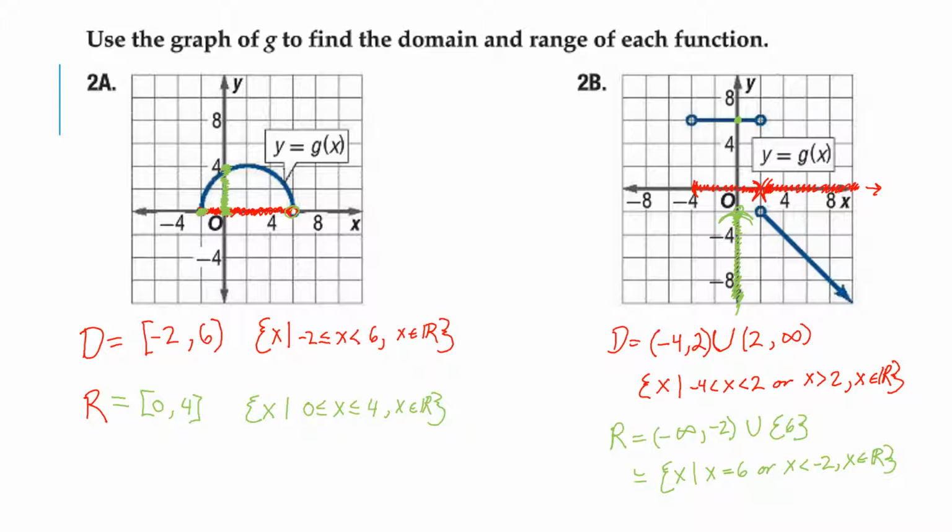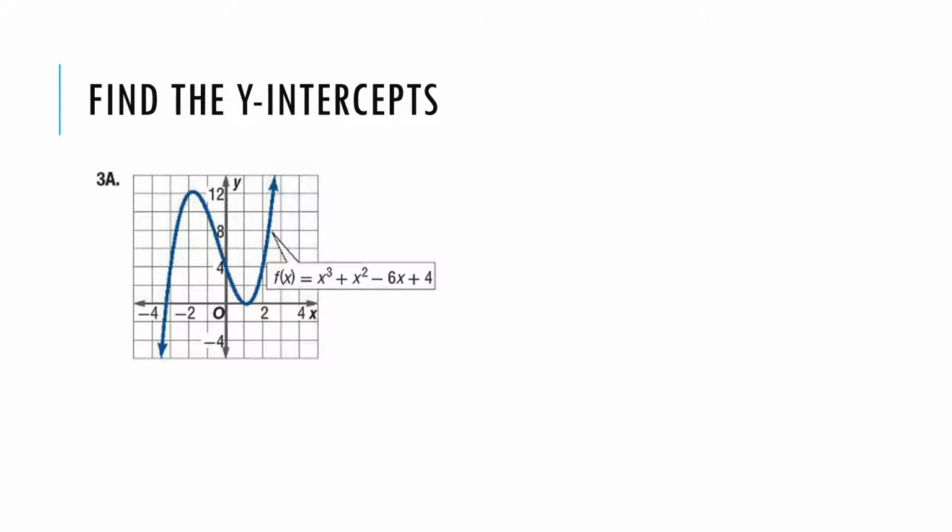All right, let's try another problem. Find the y-intercepts. We need to find these both graphically and algebraically. Looking at this graph, I can see that it's crossing y right there. So graphically, I'm going to say that it's crossing at 4, so (0, 4).